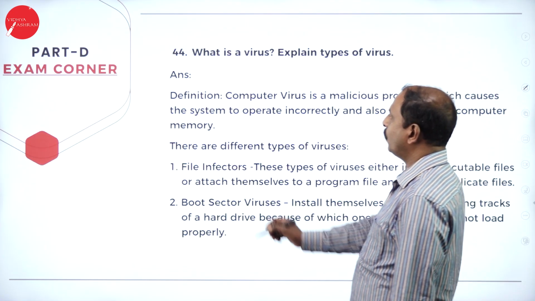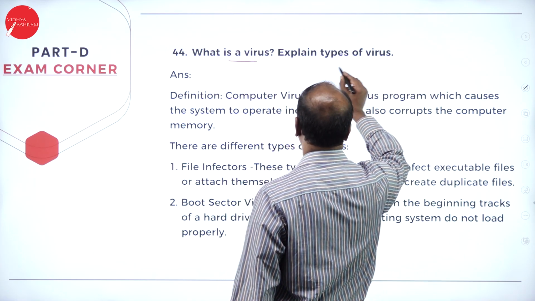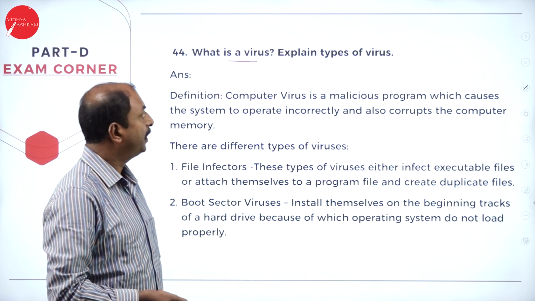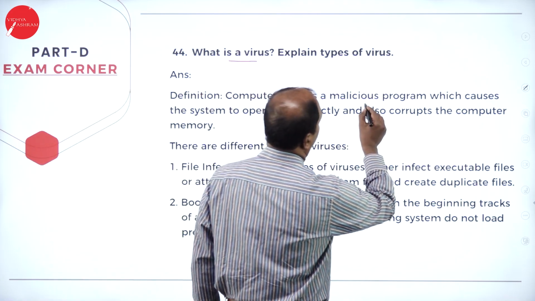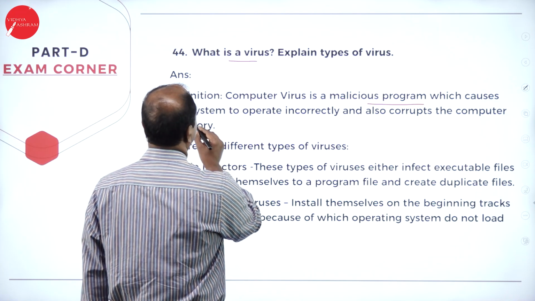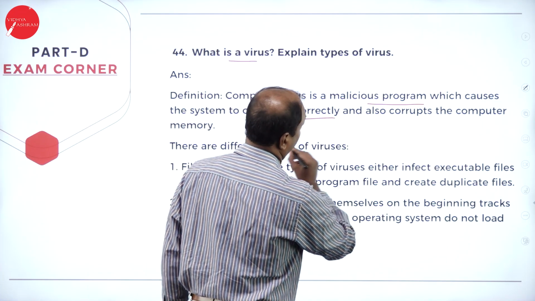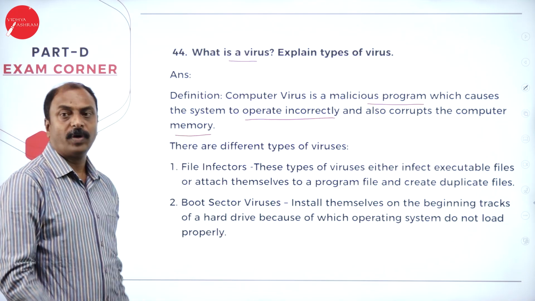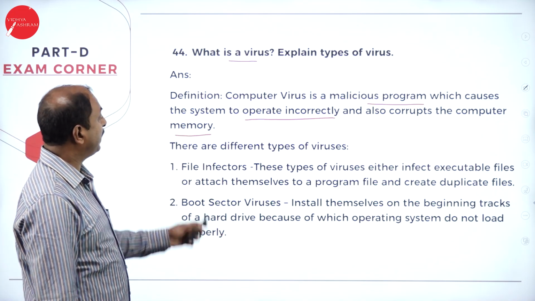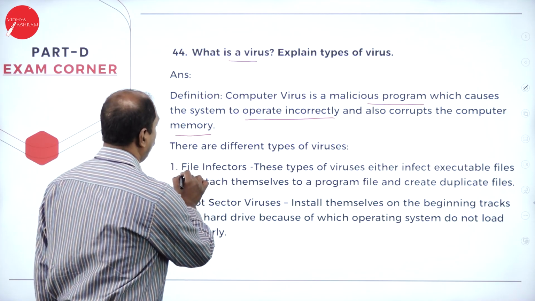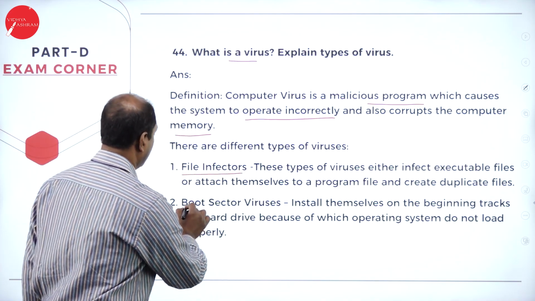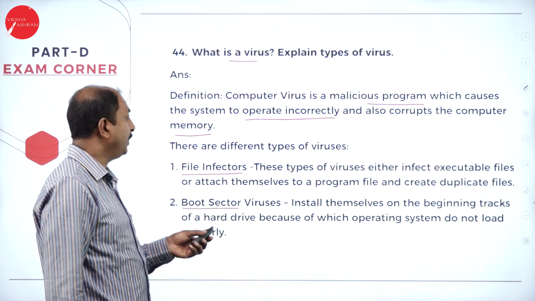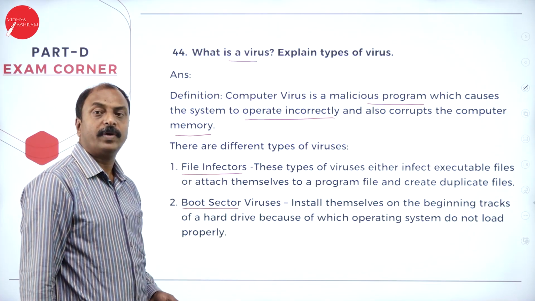Next question is, what is a virus, and explain types of virus. You know what is a virus? A virus is a malicious program which causes the system to operate incorrectly and also corrupts the computer memory. This is the definition of a virus, and here we have different types of viruses. One is file infector virus, boot sector virus, and it is a 5 marks question. You have to explain each and every type of virus here.